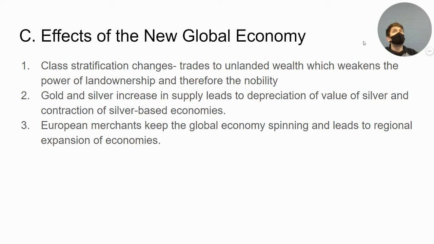Interestingly enough, the discovery of more gold and silver leads to the inflation of the value, the depreciation of the value of silver, because think of it like this. You find more silver, the supply of silver increases in the world. When there's more of something, the price of that thing goes down, which means that silver becomes less valuable as a result of the discovery of the Americas.